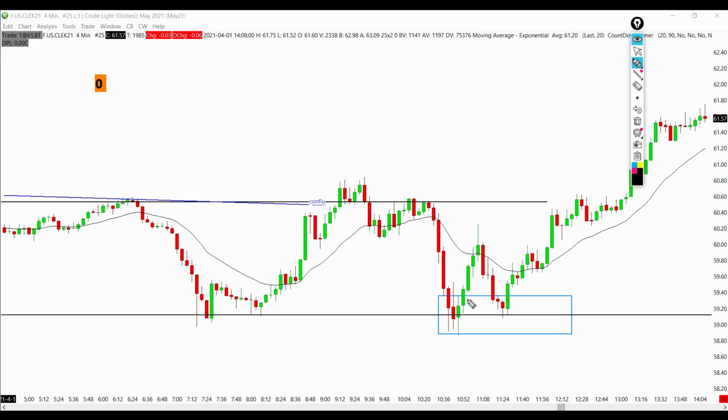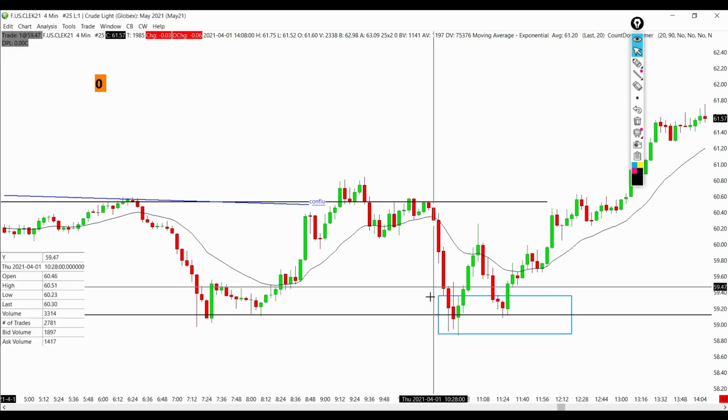Now, some smart money traders will take the last red candle. So let's say this is an up move. They would take the last red candle before the up move, right? Me personally, I don't like doing that. I will do it, not all the time, if it makes sense.